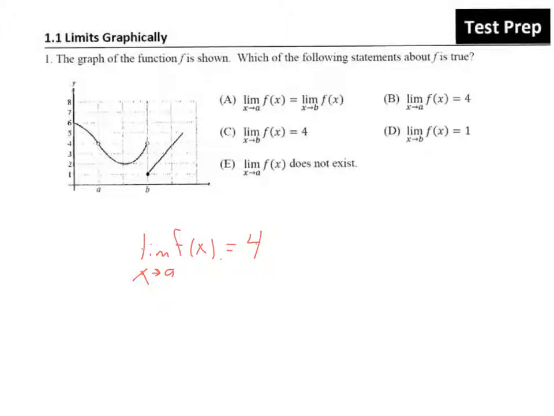If we examine the limit of f of x as x approaches b, let's see what we get for that. If we approach b from the left, y is getting closer to 4. If we approach from the right, y is getting closer to 1. Since 4 and 1 are not equal, that means that this limit does not exist.